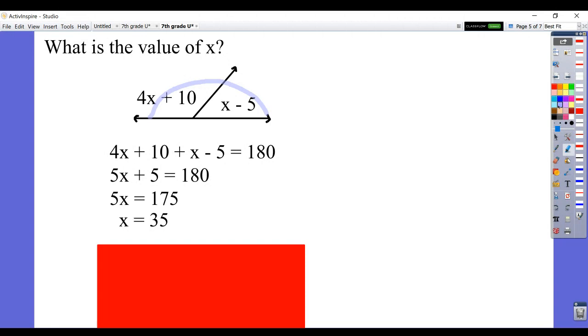The big key to this, the part that most people find challenging, is this initial setup. Where does this line come from? And again, it comes from the fact that this angle plus this angle have to equal 180. So therefore, 4x plus 10, which is this angle, and x minus 5, which is this angle measurement. Adding those up has to equal 180. So we solve for x, and then we can find that value.